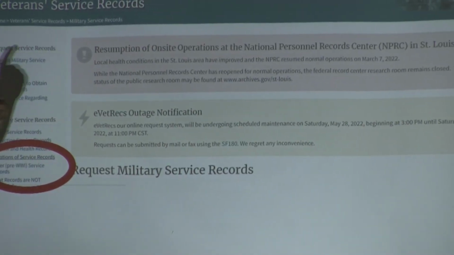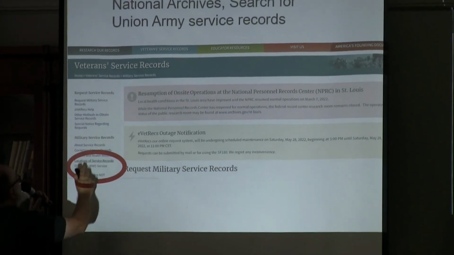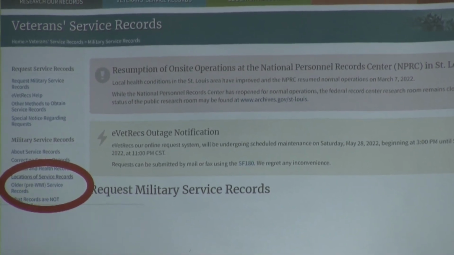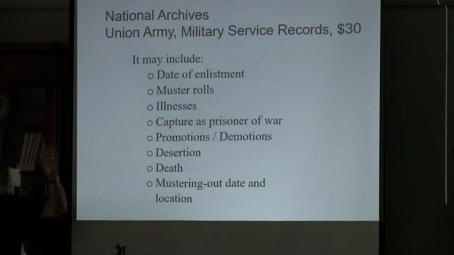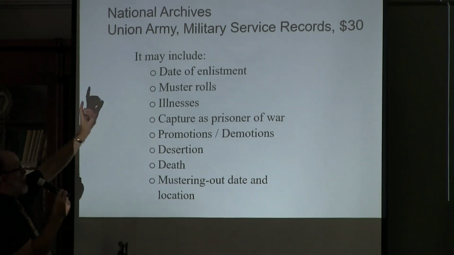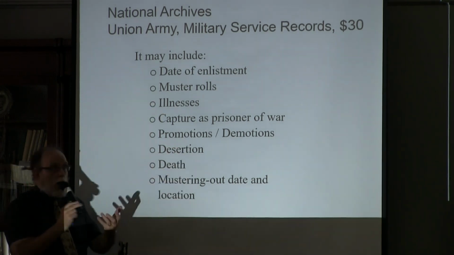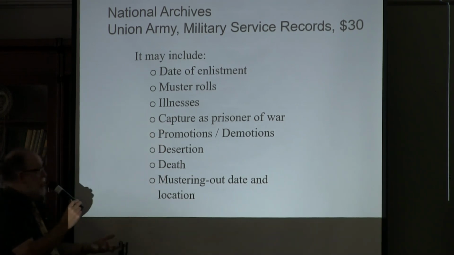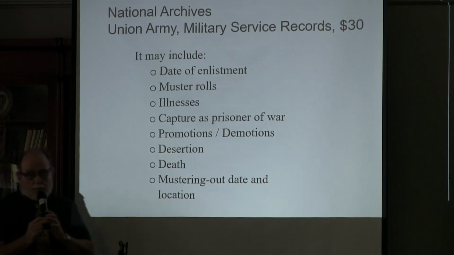Now, you can also search the National Archives for Union Army service records. Under Veteran Service Records, find locations of service records, older pre-World War I service records, and click on it. This is what it details. Union Army military service records, $30. They may include the date of enlistment, muster rolls, when they showed up for roll call in the service, illnesses, capture as a prisoner of war, promotions or demotions, desertion, death, mustering out date and location.